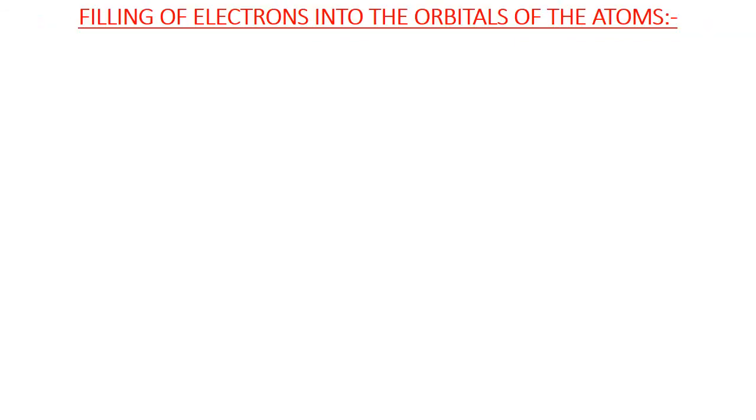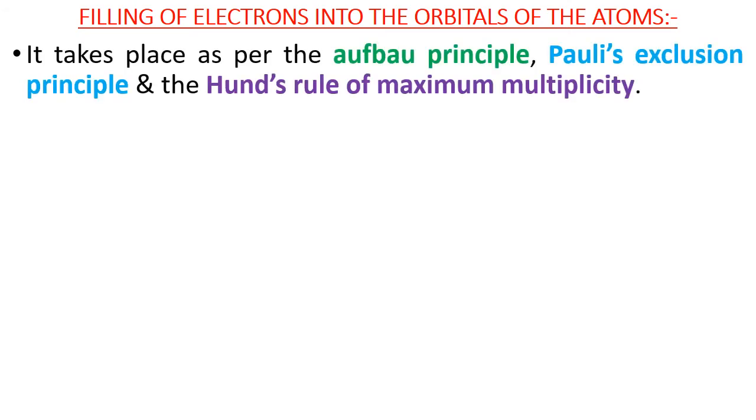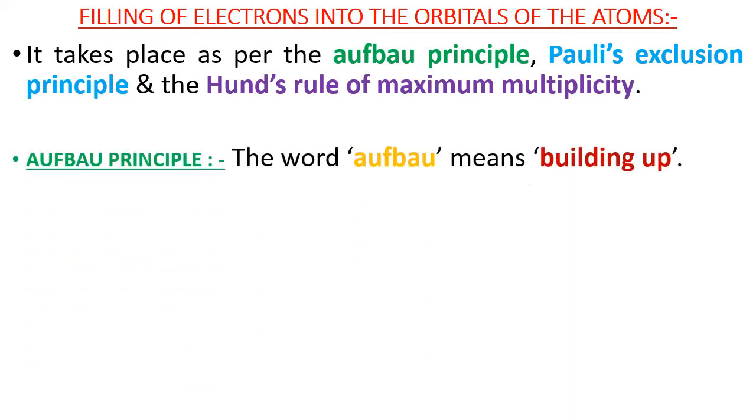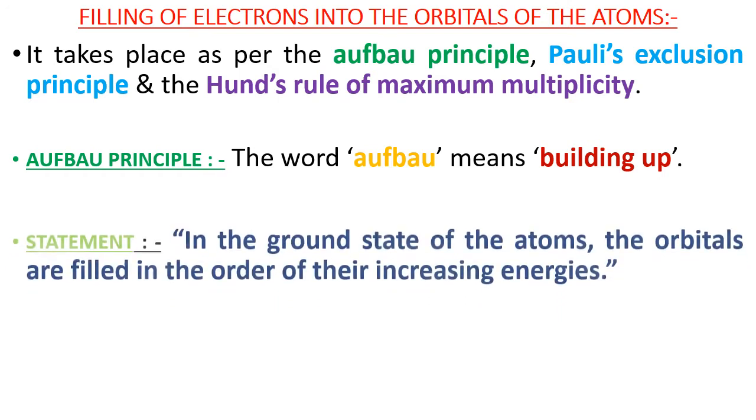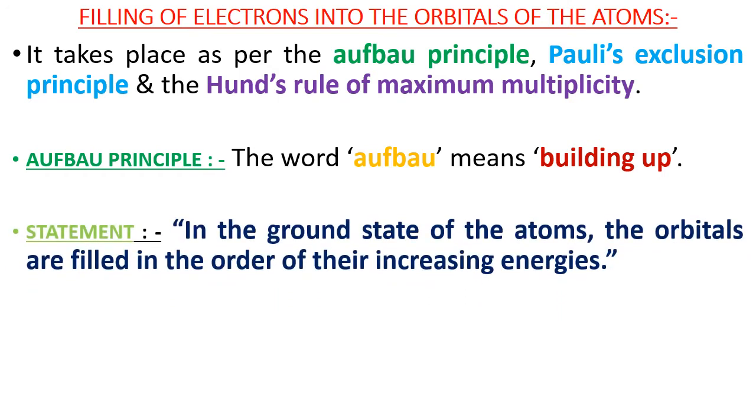Let us know about filling of electrons into the orbitals of the atoms. It takes place as per the Aufbau principle, Pauli's exclusion principle, and Hund's rule of maximum multiplicity. Aufbau principle: the word Aufbau means building up. The statement of Aufbau principle is, in the ground state of the atoms, the orbitals are filled in the order of their increasing energies.